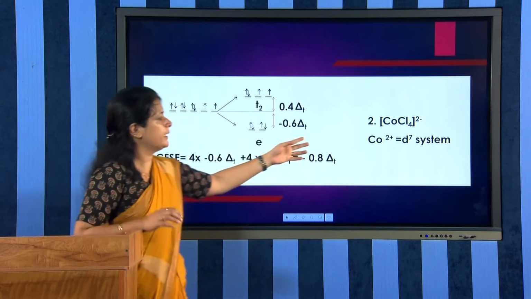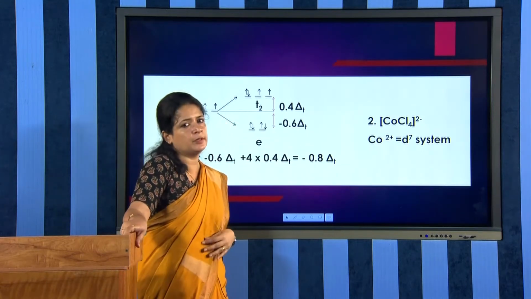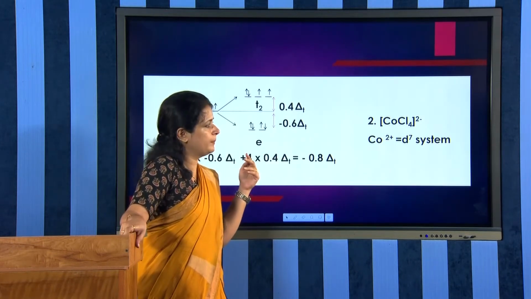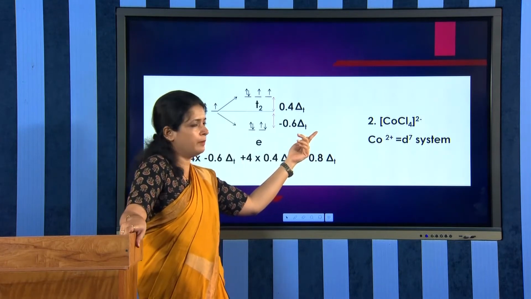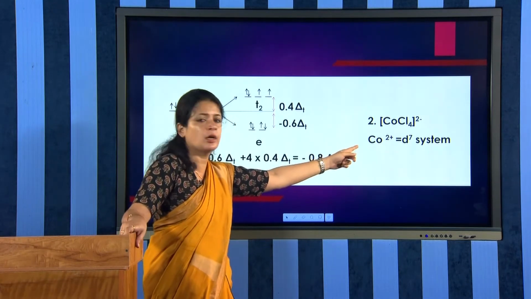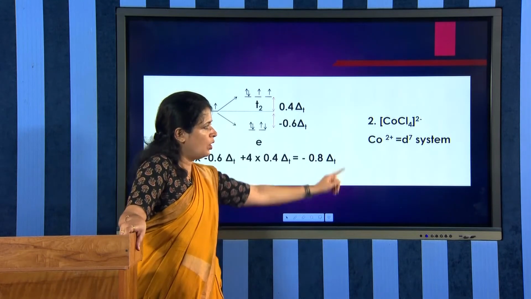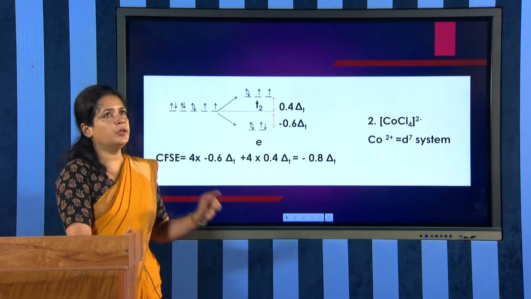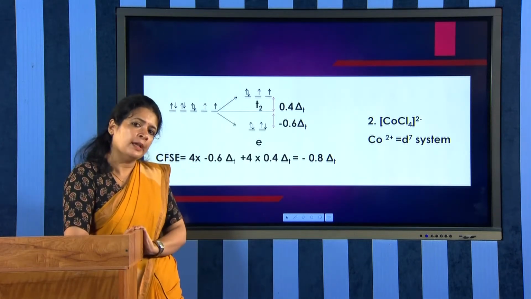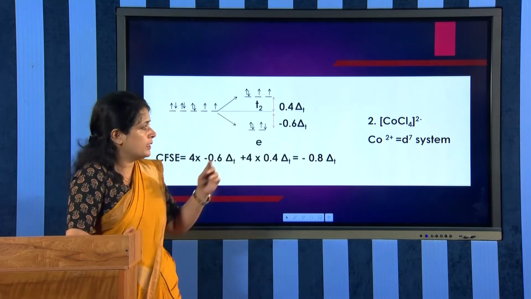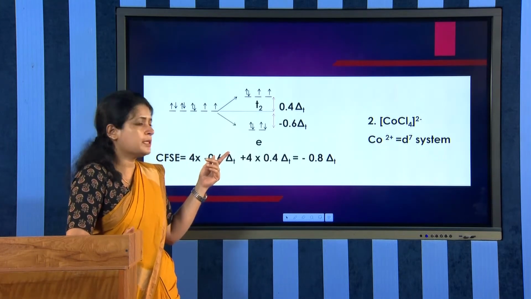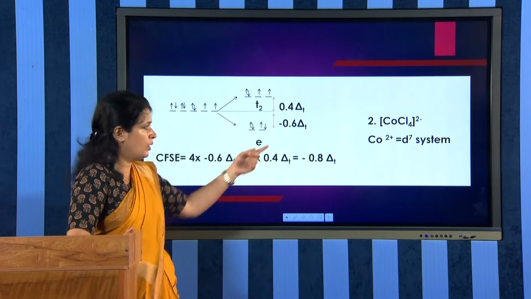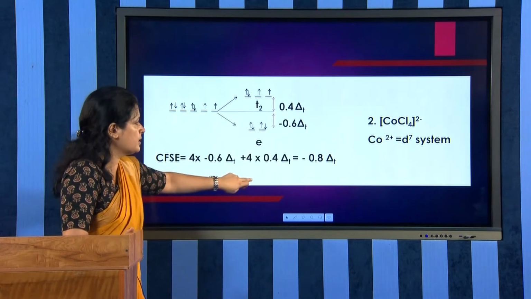And take another example, that is CoCl4 2-, a cobalt system. Cobalt has an oxidation state of Co2+, since for chloride we have 4 Cl minus. So, minus 4 to become minus 2 means cobalt should be in the plus 2 oxidation state, or you can say that it is a d7 system. How does it become a d7 system? Cobalt has the electronic configuration of 3d7 4s2. Since Co2+ means the 2 electrons will be removed from the 4s, so, 4s0 3d7, or you can call it a d7 system.